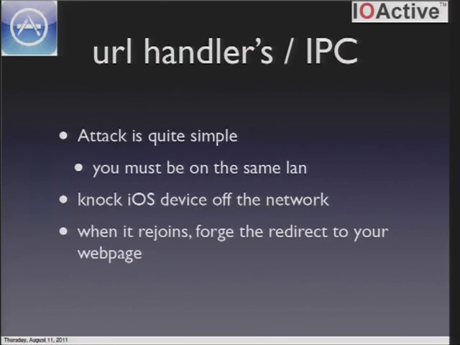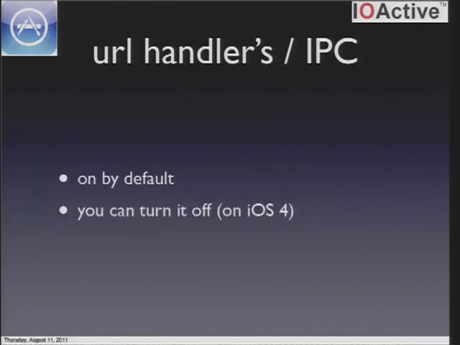Basically, if you're on the same LAN with someone, you knock them off the wireless network, and when they come back on the network, you spoof a 302, and it goes to your page, and your page says, why don't you fire up this application for which I have an exploit? And it just all happens automatically. And this stuff is on by default. On iOS 4 and higher, you can turn it off. On iOS 3, you can't turn it off.